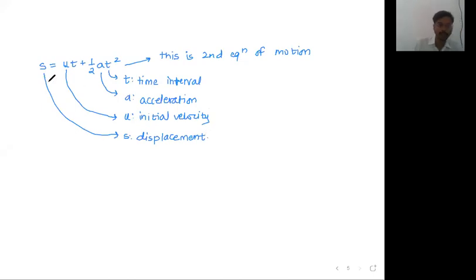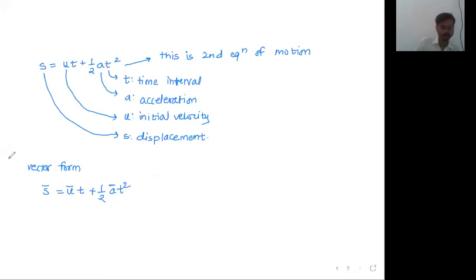Okay sir, do we have the vector form of this equation? Yes. Displacement is a vector, velocity is a vector, u means initial velocity, v means final velocity, plus as it is. Time is not a vector, half as it is. Acceleration is a vector, time square as it is, time is not a vector. All right, so this is the vector form of the same equation.